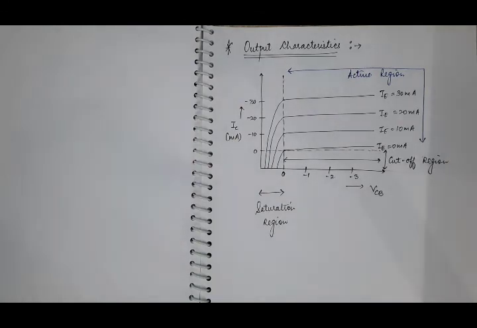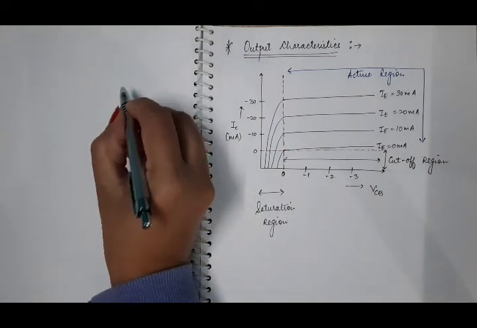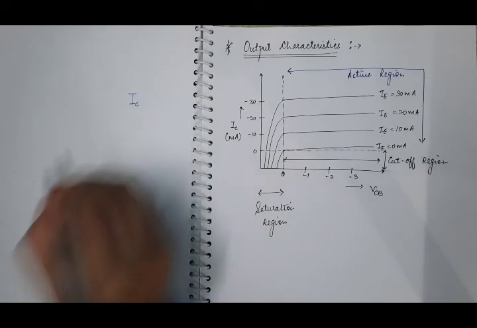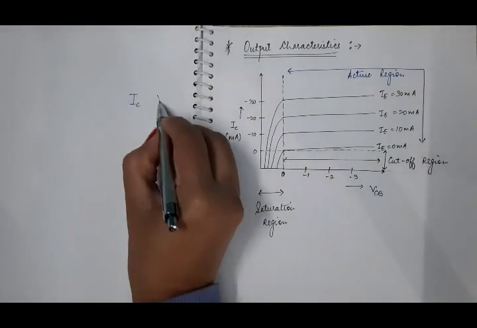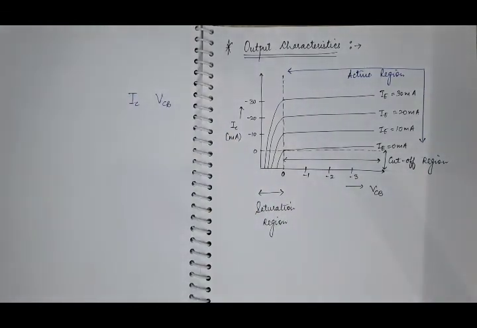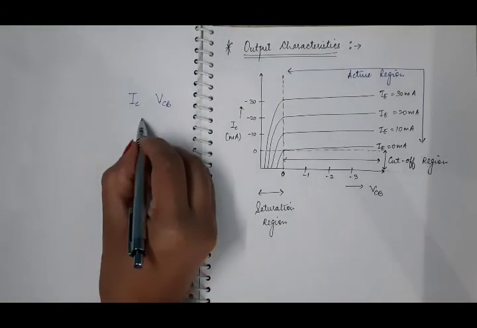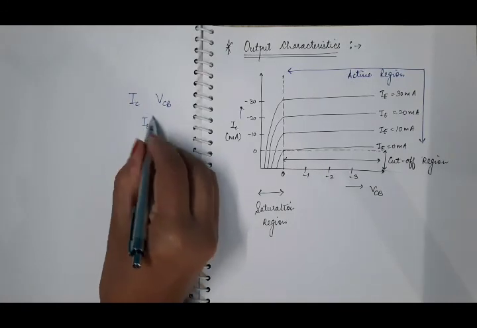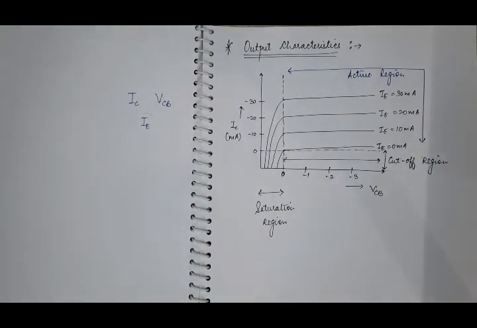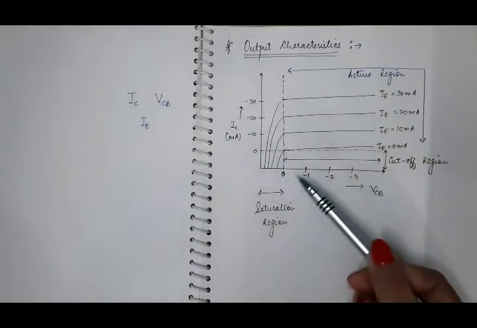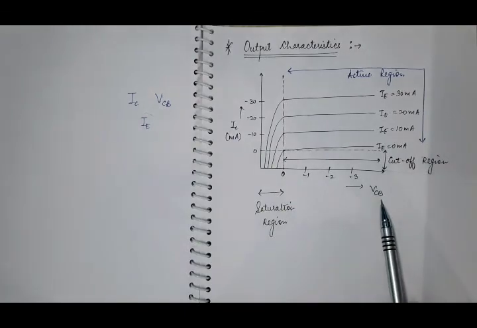And what is the output current in the case of a common base transistor? Output current is the collector current, which is IC, and output voltage is the collector base voltage, which is a reverse bias voltage, that is VCB. And what is the fixed input current? That is IE. So keep the value of IE fixed and vary the reverse bias voltage VCB and check the variation of collector current IC with VCB. And this is the variation of IC with VCB.